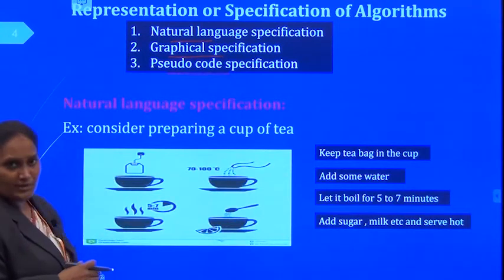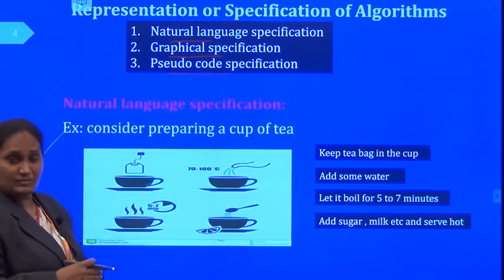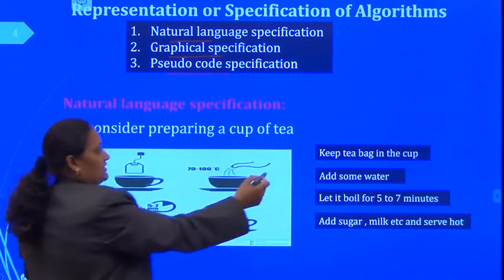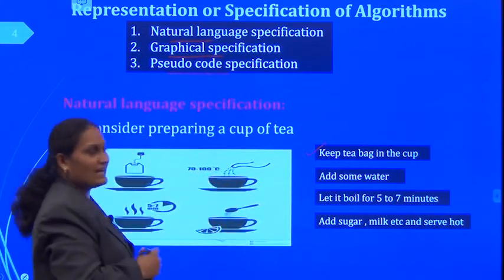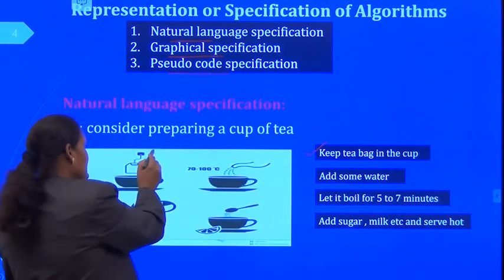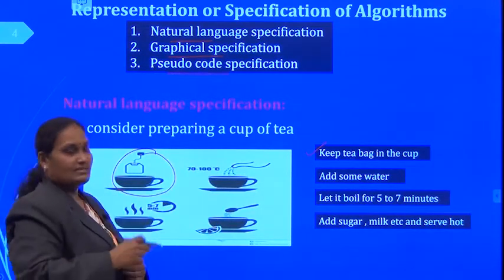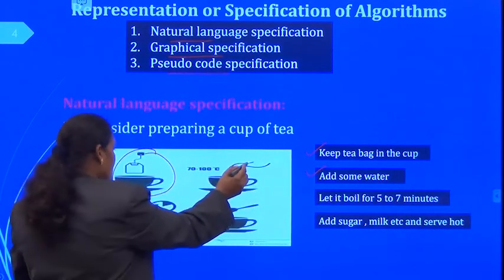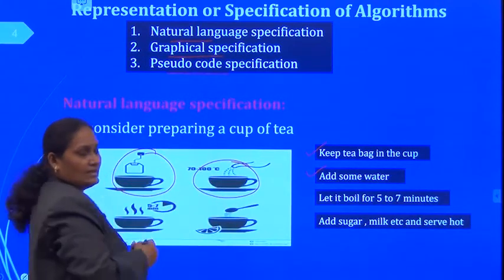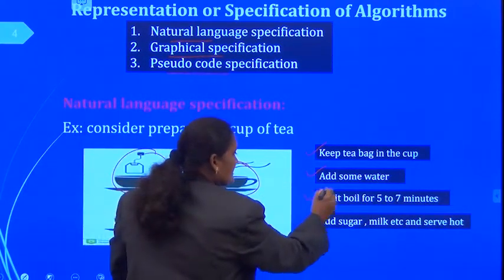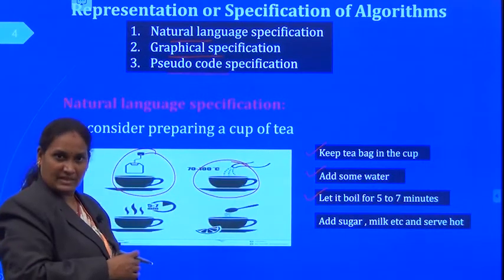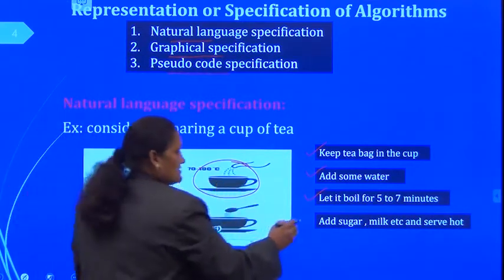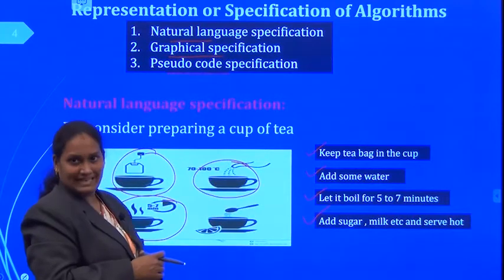Consider preparing a cup of tea. What steps do we follow for preparing a cup of tea? The first step is keep tea bag in the cup. The second step is add some water. The third step is let it boil for 5 to 7 minutes. And the last step is add sugar, milk, etc.